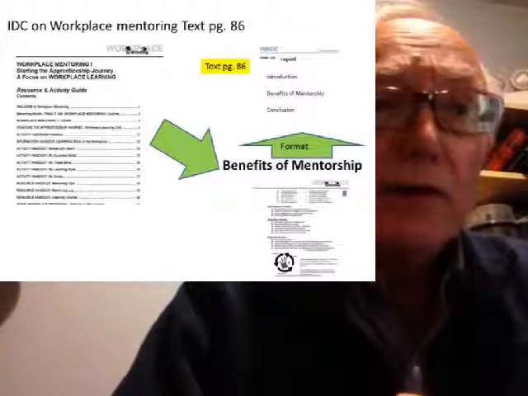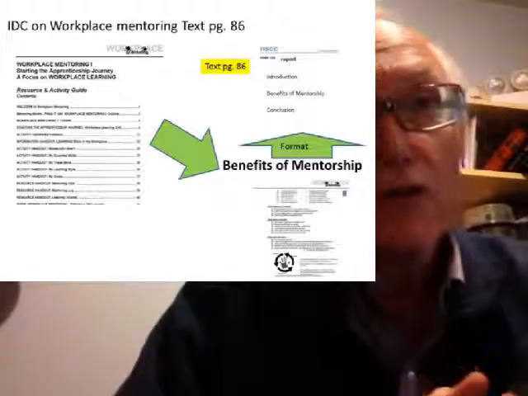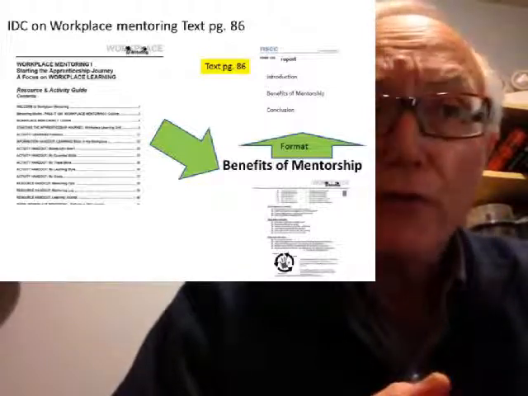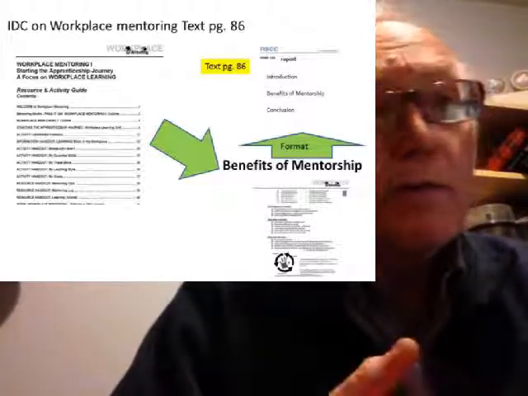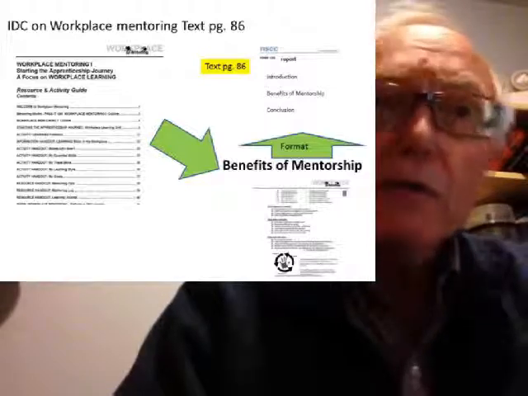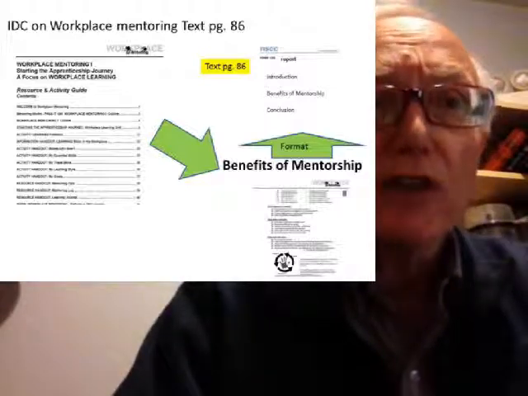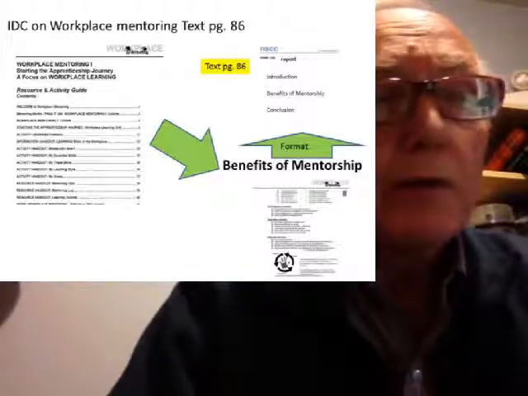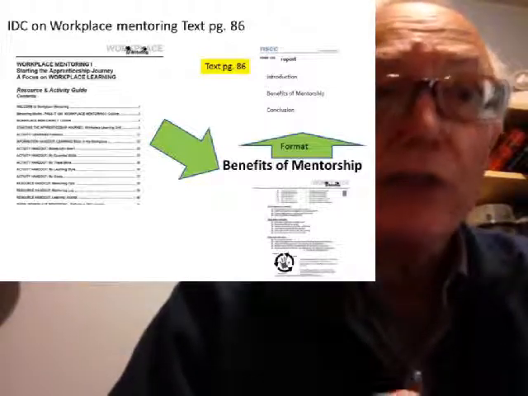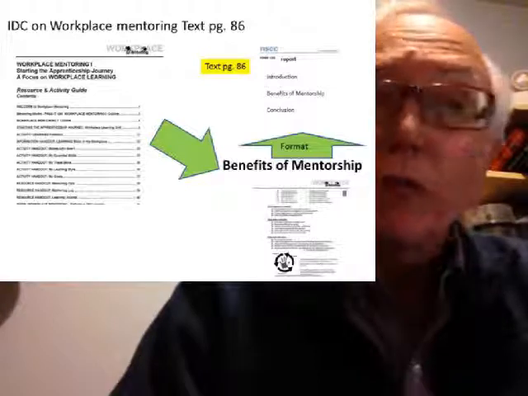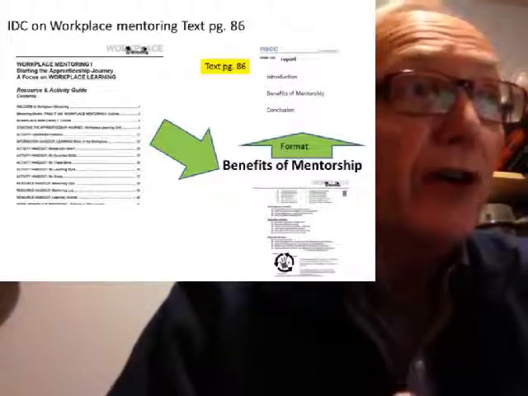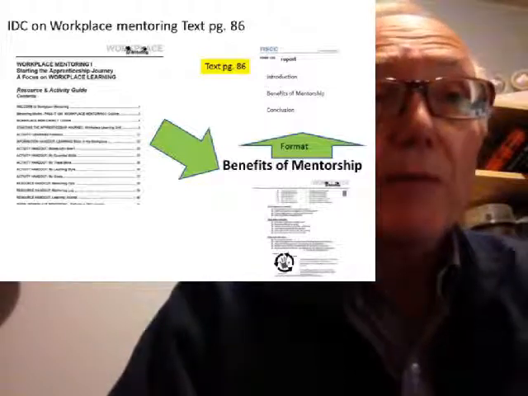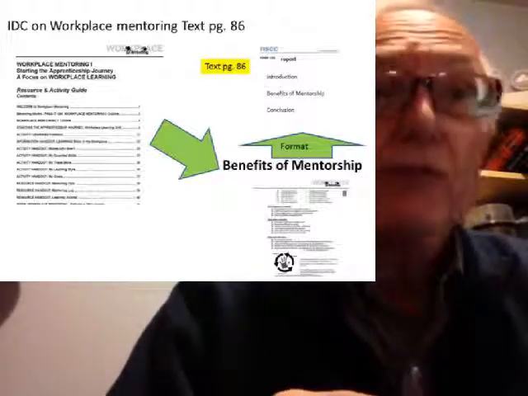The IDC is the introduction, discussion, and conclusion, which makes up the format of an informal report. So we need to find a topic to put in the discussion section. In the Workplace Mentoring 1 46-page document, there are a number of pages that talk about the benefits of mentorship. That would be an excellent topic on which to do some research.